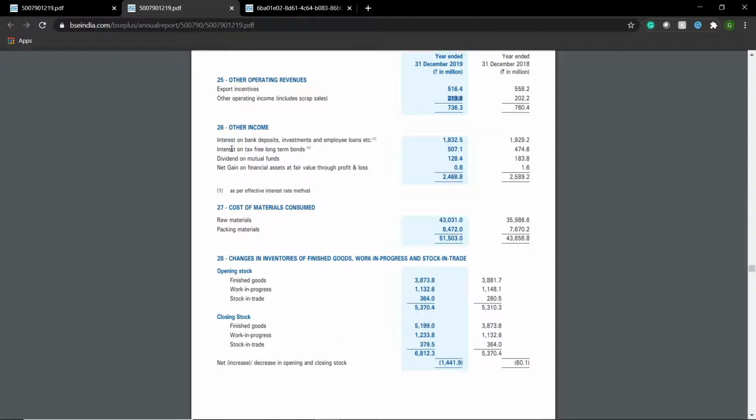Now, what are these bonds? Just like you invest in the stock market, there's another financial security which is bonds, and they're said to be safer compared to the stock market. Along with this, they have also received dividends on mutual funds. Along with this, they have gained from other financial assets, and that's it in the other income part.